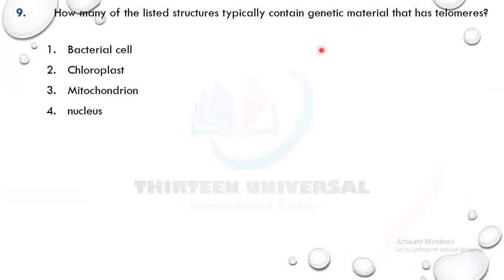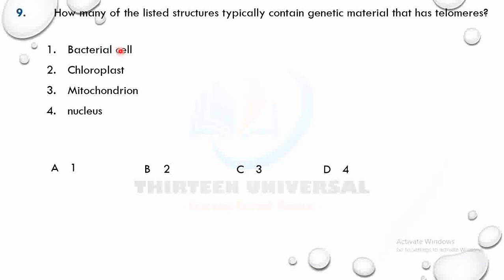Okay, telomeres. What is a telomere? Telomeres are found at the tip of chromosomes, the chromatids, and they prevent loss of genes. So they are found at the tip of chromosomes.